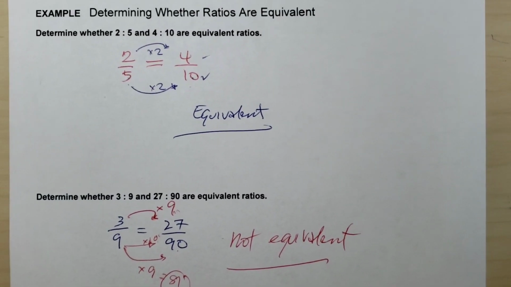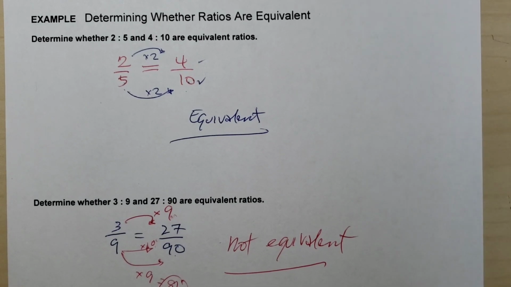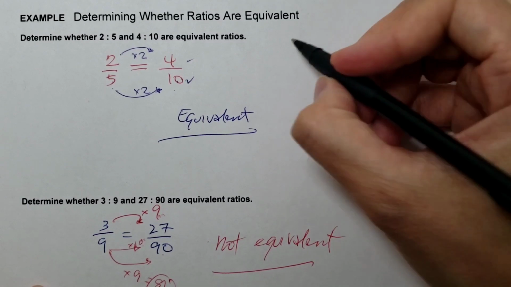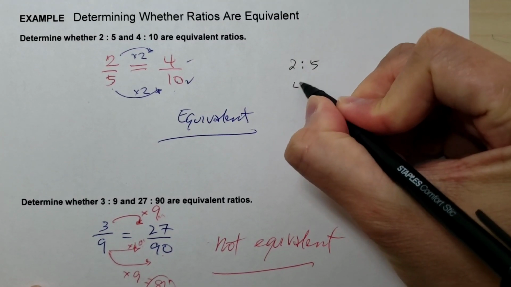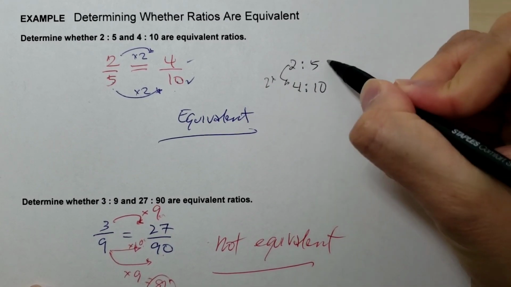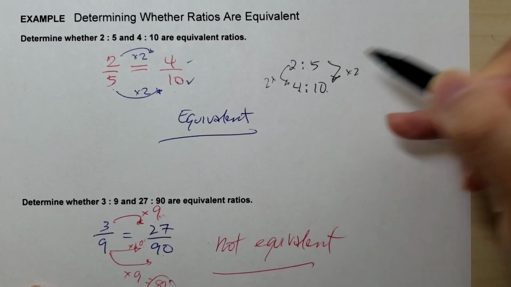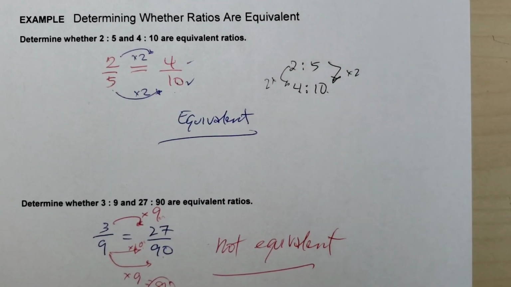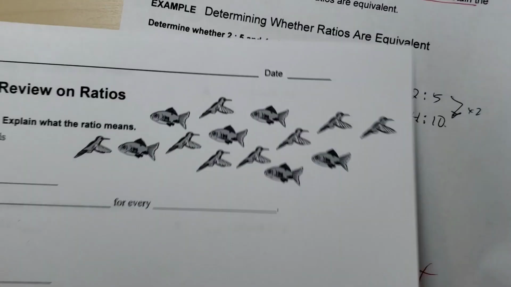Okay, so hopefully that works. Now let's have more examples. Oh, by the way, the textbook has a different way of doing it. They have 2 to 5 and they got 4 to 10. So they're saying 2 times 2 is 4 and 5 times 2 is 10. So almost the same thing. But I just like using the fraction form. Okay? All right, let's have more examples.